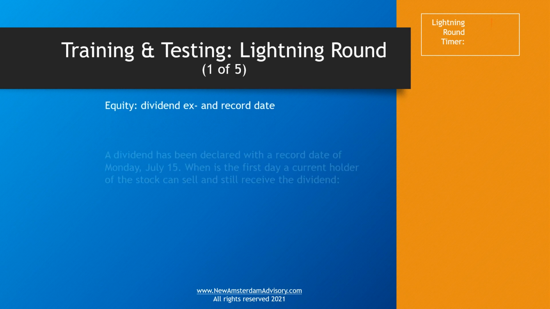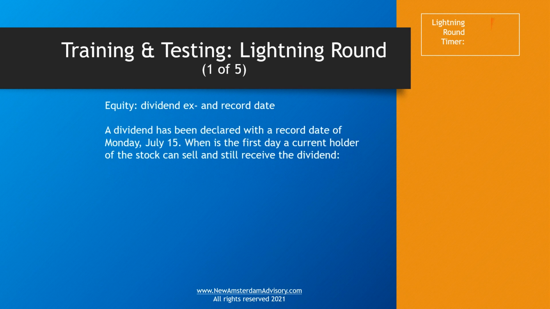Okay, let's do a quick lightning round. 5 questions, 2 minutes for each question, and we'll have to analyze and answer the questions and draw some conclusions on what we've learned. Let's start with equities. Let's talk about dividend, X, and record date.